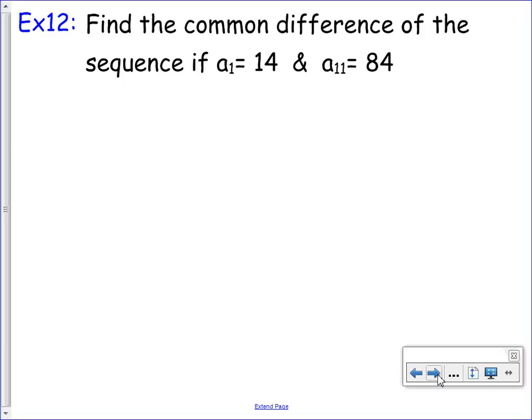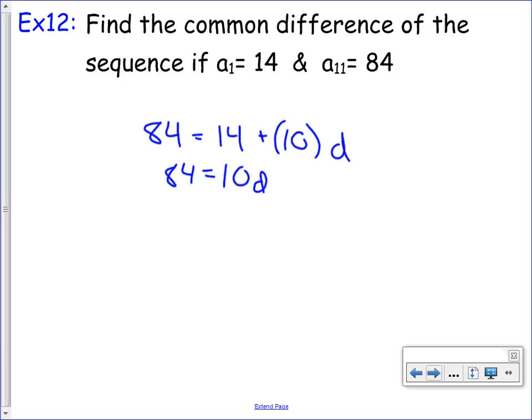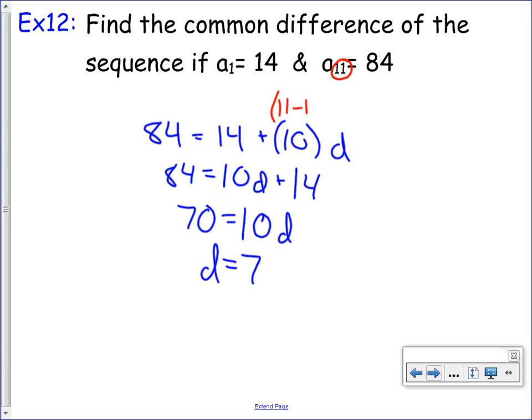In this one, what does he know? Everything except for D. Question, what's N? 11. So the 10 is actually 11 minus 1. Genius. Very good. 11 is your N, so 11 minus 1. I'm really glad you said that. 11 minus 1 is where that 10 came from.